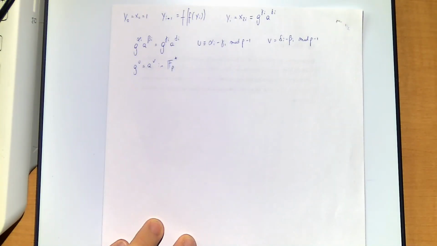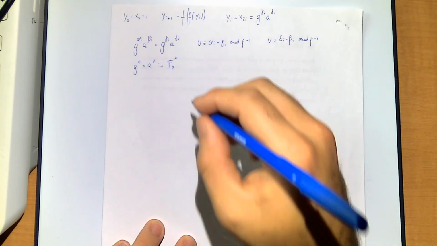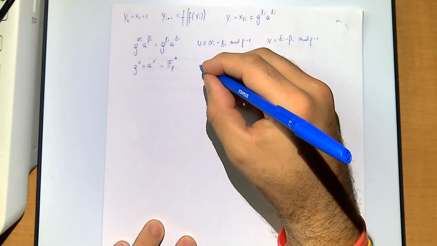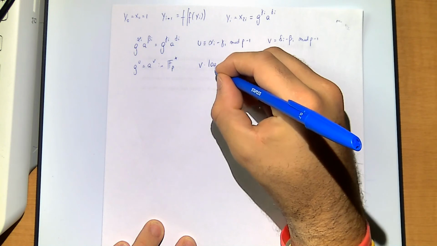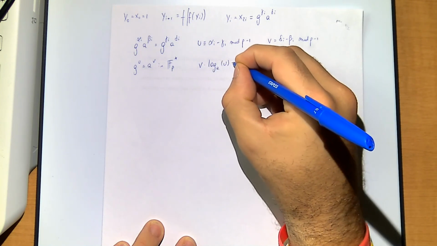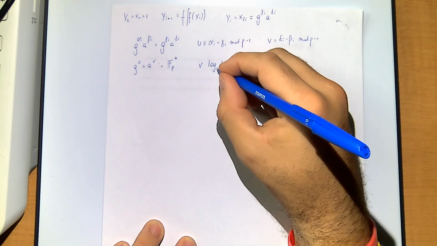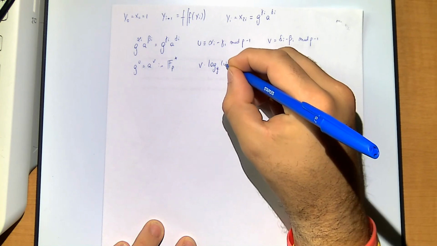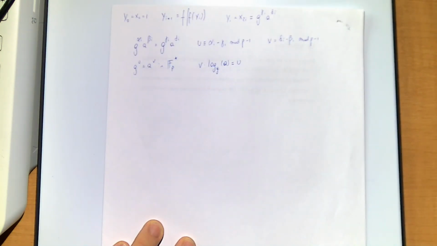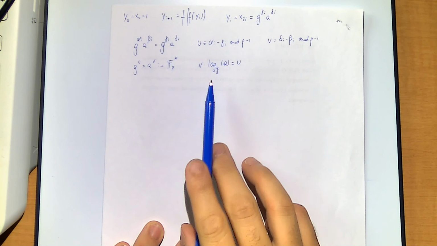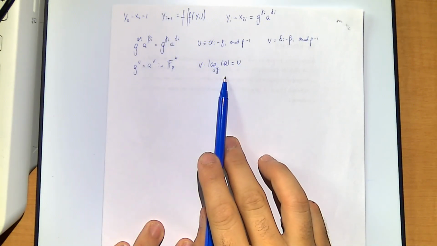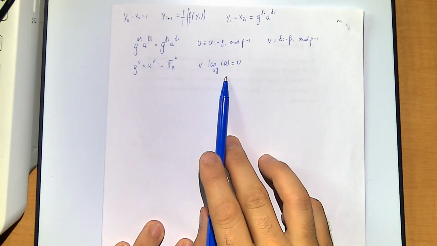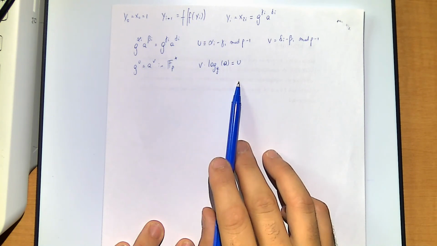And this basically solves my problem, because I can also write this as v times the discrete logarithm, log g of a, equal to u. Yes, that's the discrete logarithm I was interested in finding in the first place. And if I know u and v, then it's like u over v.